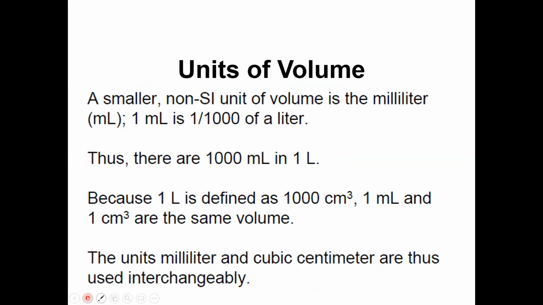A smaller non-SI unit of volume is the milliliter. So the milliliter is 1 divided by 1000 of a liter. So there are 1000 milliliters in a liter, because 1 liter is defined as 1000 cubic centimeters. So 1 milliliter and 1 cubic centimeter are the same volume. The units of milliliter and cubic centimeter are used interchangeably.